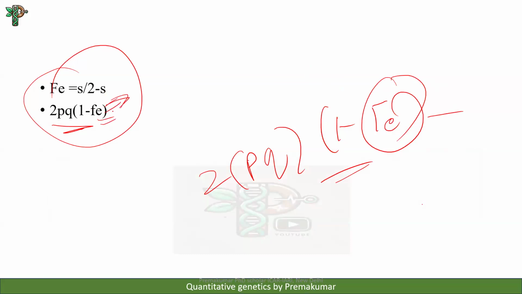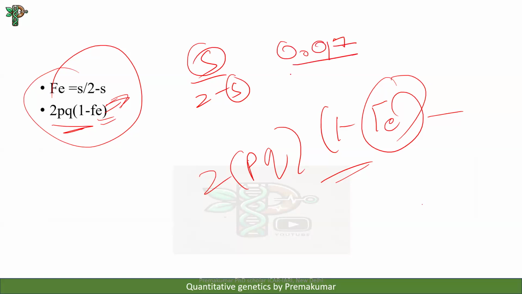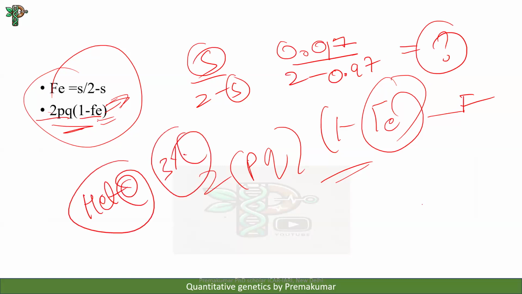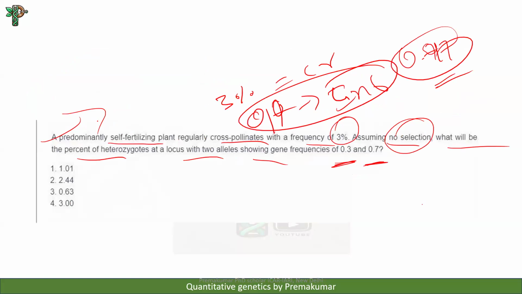Then how to estimate this? Fe is s by 2 minus s, where s is your percent of cross pollination. That is 0.97 divided by 2 minus 0.97. You will get one value. Then you substitute this Fe value in the formula 2pq into 1 minus Fe. He asked the percent of heterozygotes when there is 3% cross pollination. You just substitute this and you will get the answer.